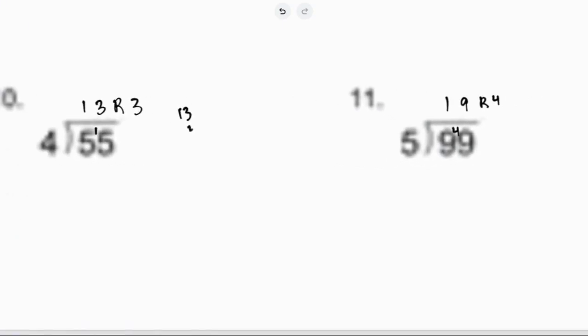And you can check 13 times 4 is 52. 52 plus 3, which is our remainder, is 55, which is our dividend. Here, 19 times 5 is equal to 95, and then plus our remainder 4 gives us 99, which is, again, the answer that we want, because that's our dividend.